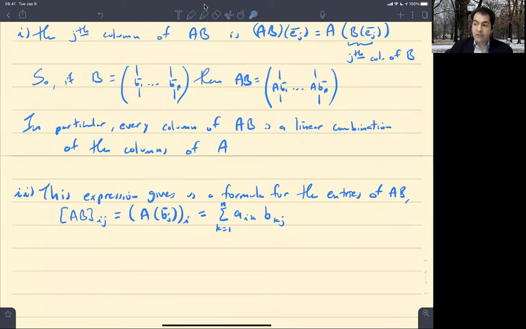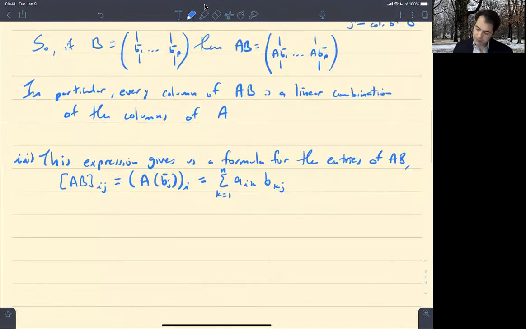Okay, so this gives us a formula for the individual entries. Now, of course, we can think of this as a dot product, right? This would be the dot product of the ith row of A with the jth column of B. But notice that a dot product is itself a matrix product. It's just very specific matrices, of specific sizes.